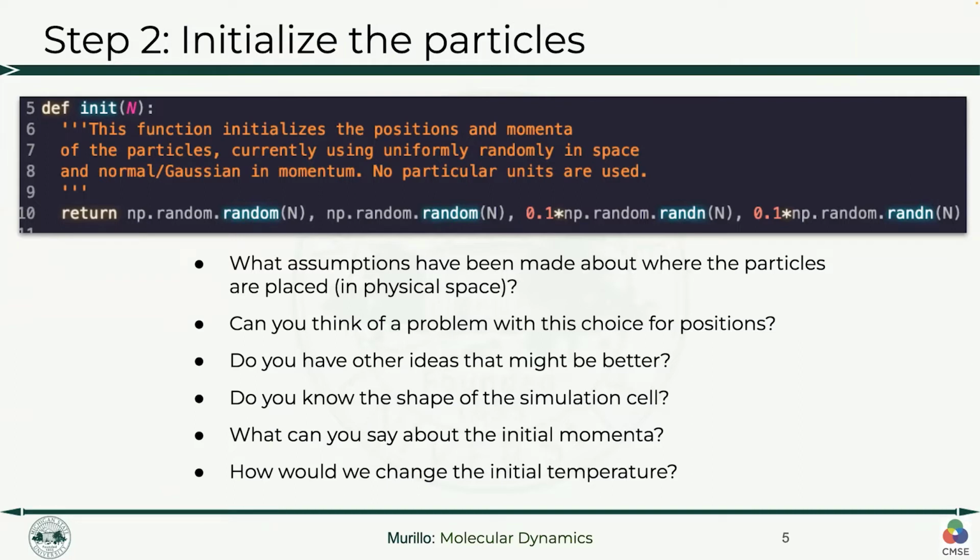Okay, so let's keep moving. Can you tell the shape of the simulation cell? Just by looking at this, can you tell what the shape of the simulation cell is? Square. It's square, right? From 0 to 1, 0 to 1. So now we know our volume. Okay, now what can you say about the initial momenta?